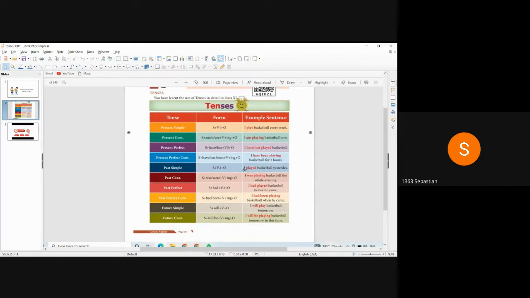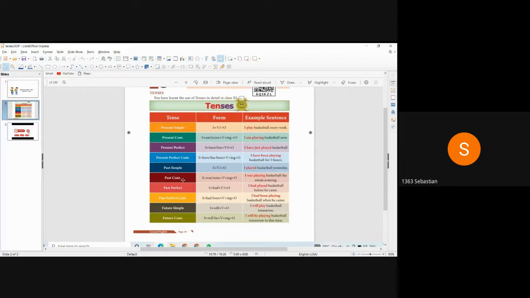I is the subject, played is the past form of the verb play. Basketball is the object. Yesterday, specific time. So for simple past tense, we use specific time. Usages of simple past tense: to indicate a past habit or an action already completed. For past action already completed, we use simple past tense.